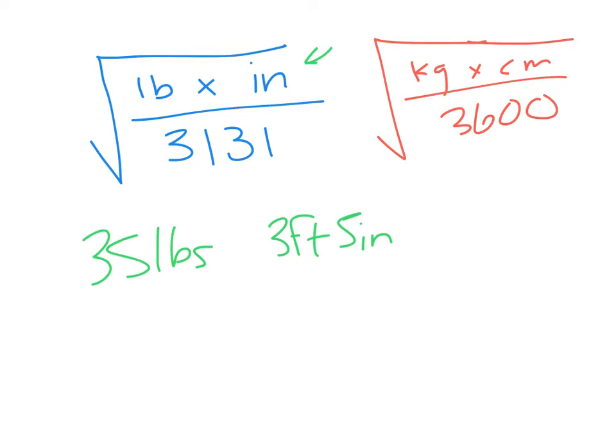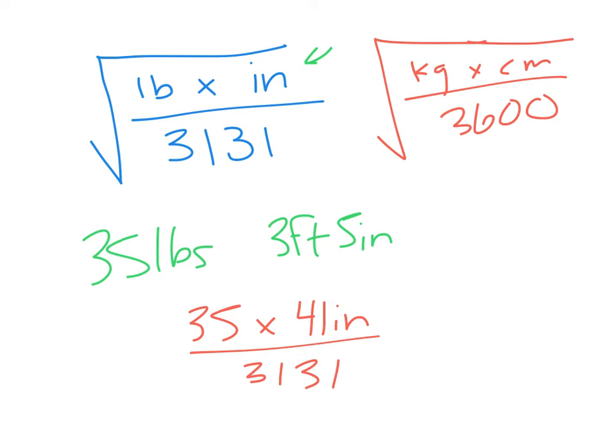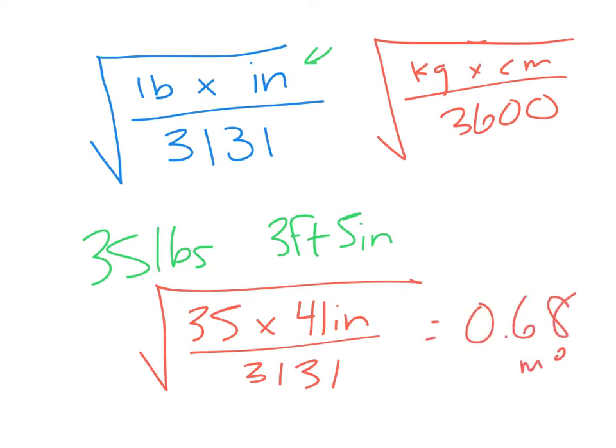So in this calculation, we would take 35, multiply that by 41, since that's how tall they are in inches, and divide that by 3,131. So let's do that. 35 times 41, dividing that by 3,131, gives us 0.458, but then we need to take the square root of that. Your calculator may have that little symbol in there somewhere, or in a scientific calculator you might be able to take the square root of your previous answer. Either way, it should give you 0.68. So they're 0.68 meters squared. That's their body surface area.